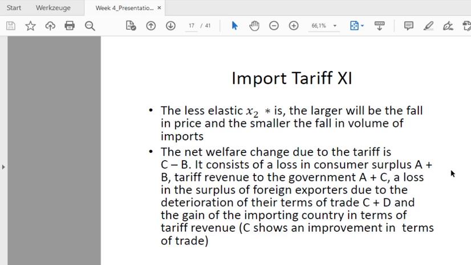It consists of a loss in consumer surplus, capital A plus capital B, tariff revenue to the government represented by areas capital A plus capital C, a loss in the surplus of foreign exporters due to the deterioration of their terms of trade represented in capital C plus capital D, and the gain of the importing country in terms of tariff revenue. C shows an improvement in terms of trade, area C.